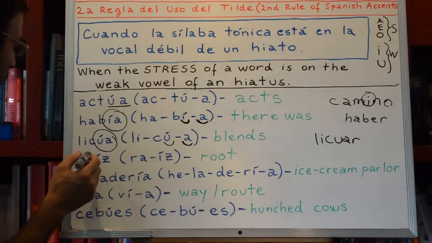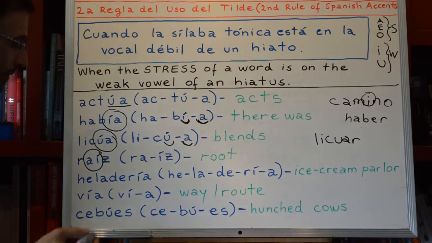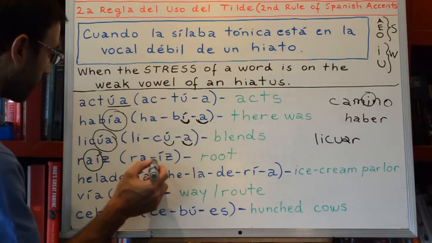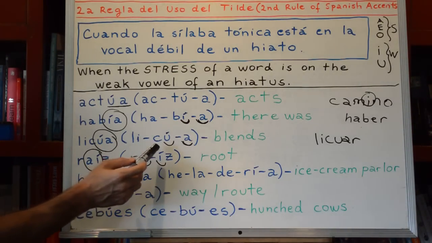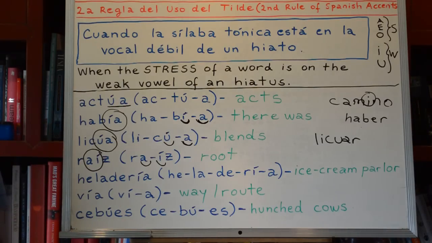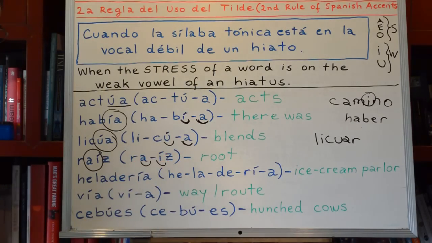So, here we have another hiatus, A and I. They are separated in different syllables. And the I, which is the weak vowel, is where the accent or the stress or the intonation goes, okay? Raíz, raíz. So therefore it carries a tilde, the line.